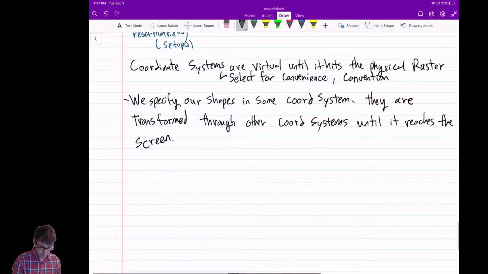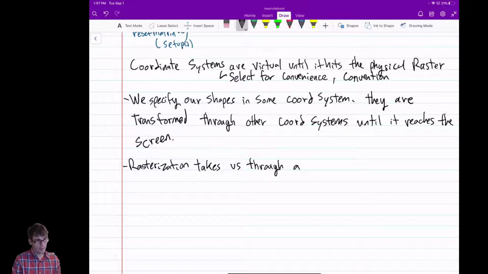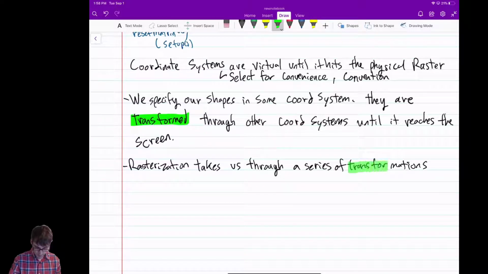So another way of saying this is rasterization, which is this whole unit. So rasterization takes us through a series of transformations. I'm going to highlight those. Transformed through a series of transformations to display pixels.